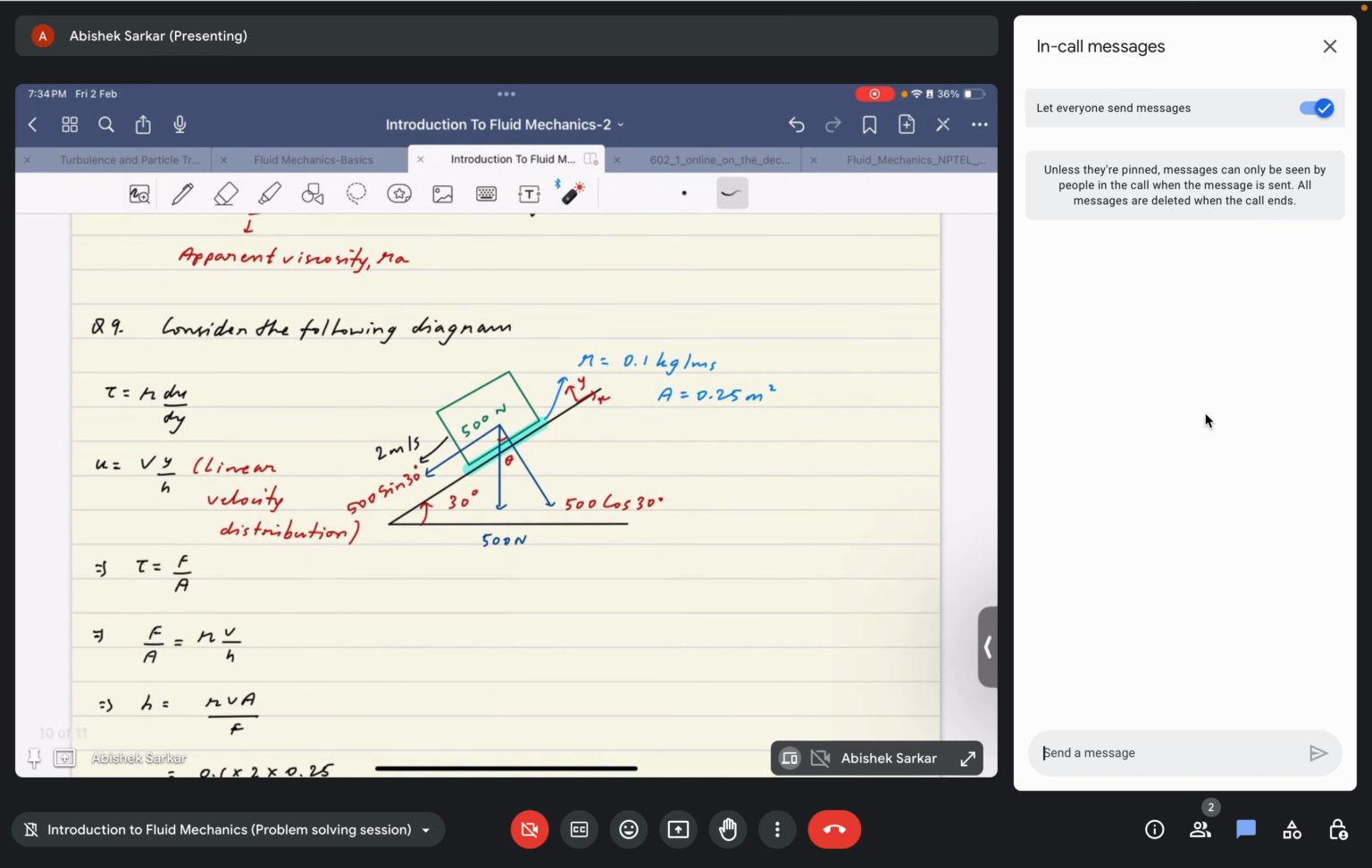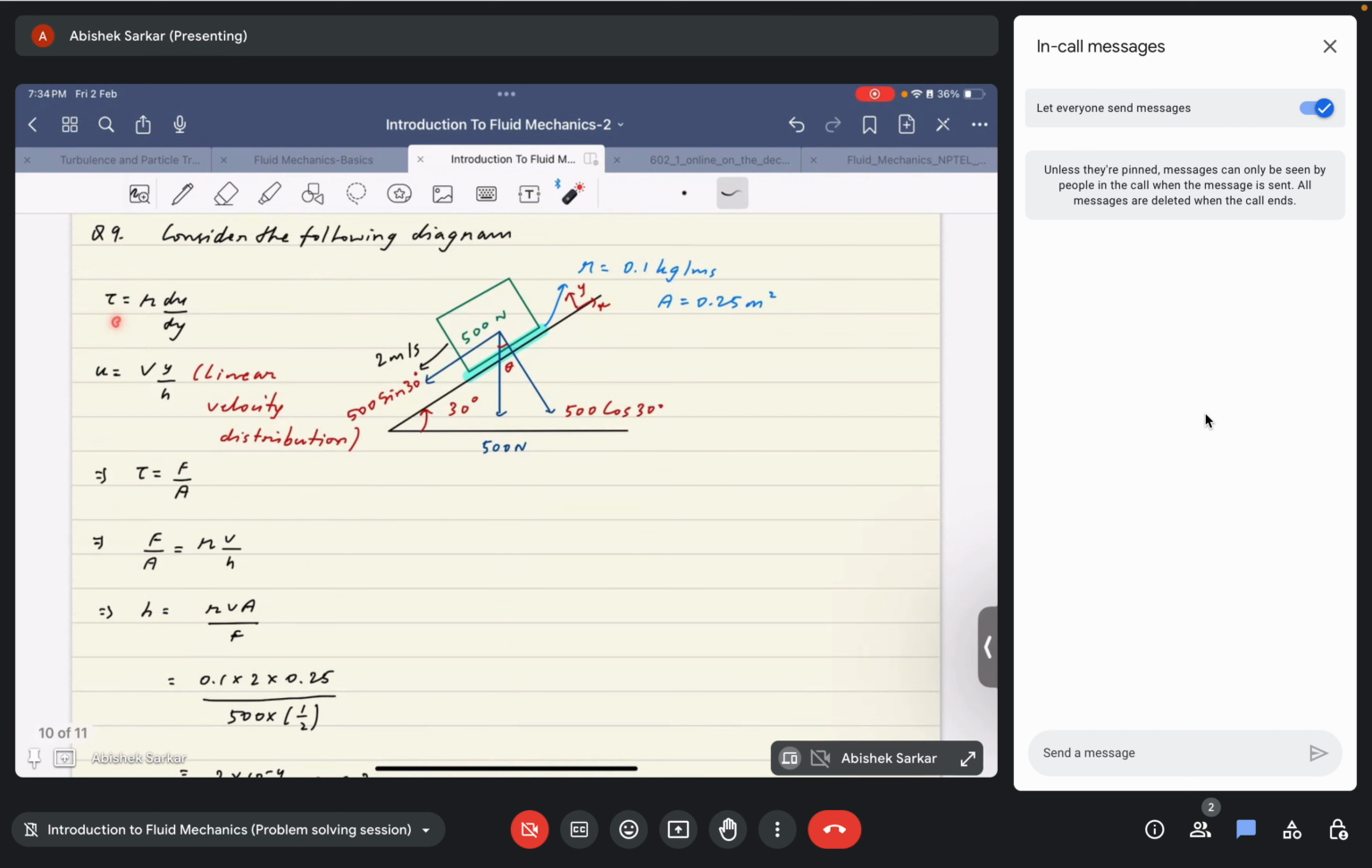So we know that tau is a shear stress, so it will be the shear force per unit area, and we know that A is 0.25 meter squared. So just replace it here to get F by A is equal to mu V by h. And how do we get this? Just replace u here to get that du by dy would be equal to V by h. Mu is already there.